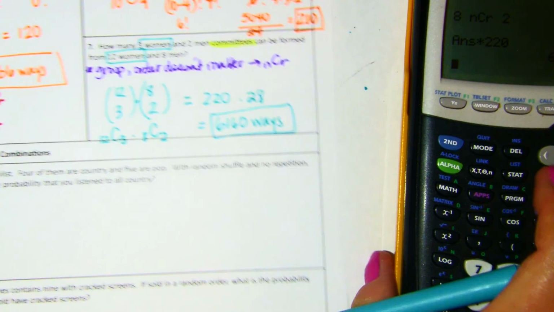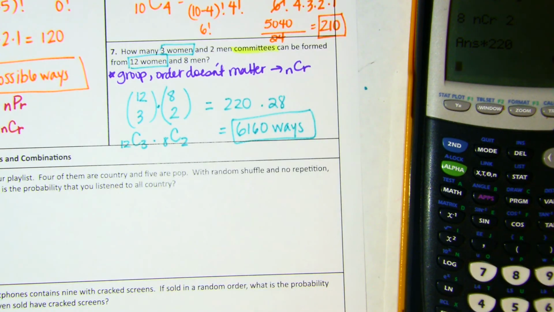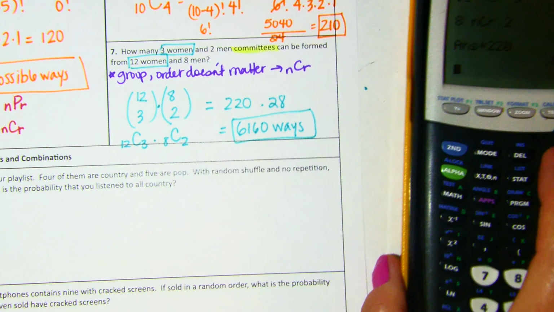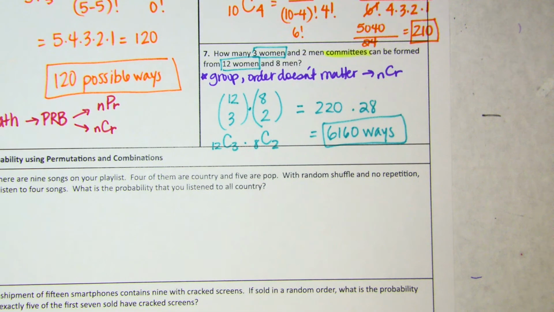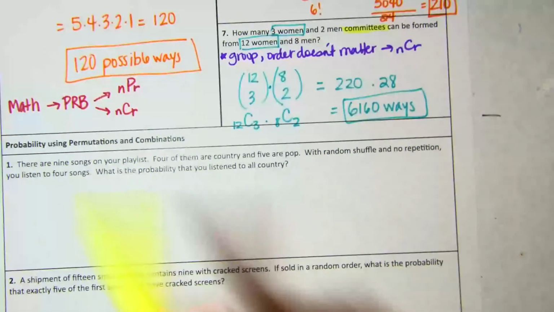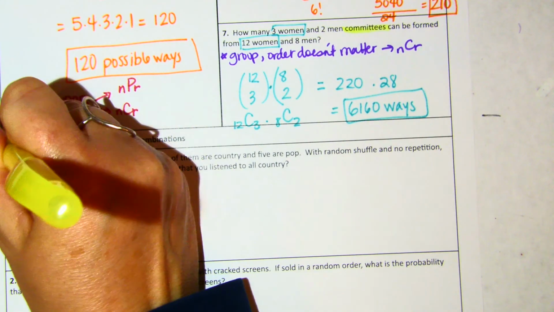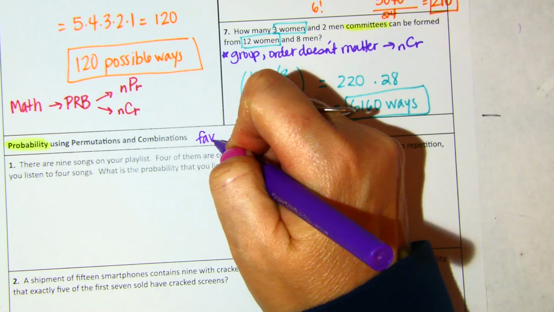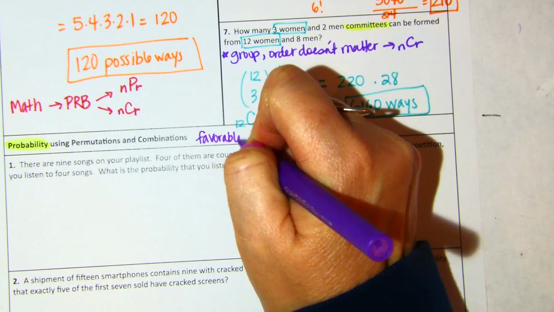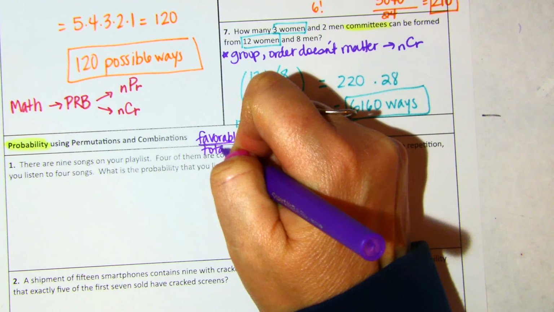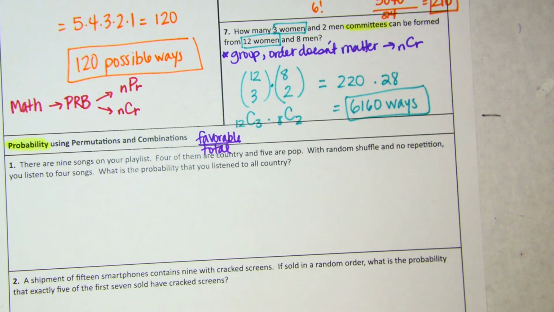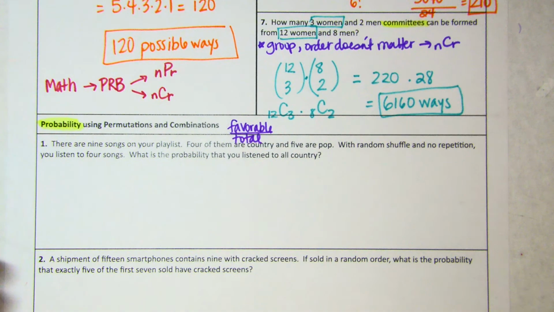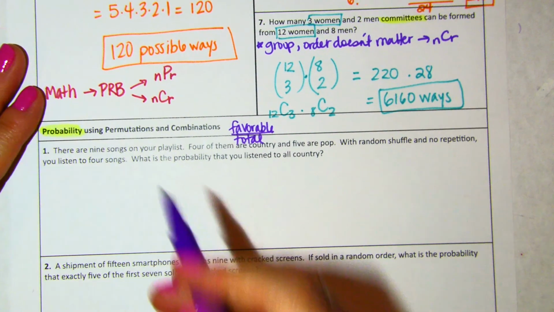Okay, so when you have different groups that you're doing, you take each of the combinations and you multiply them together. Okay, so now we're going to use this to do probability. So remember, with probability, you want favorable over total. That's how you find all probability. So with these, we're going to be doing the same idea, but using combinations. So let's take a look at this.